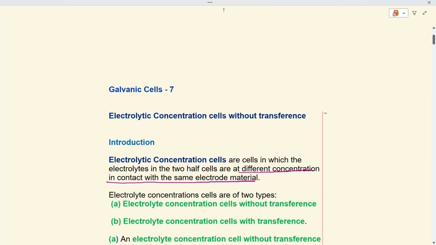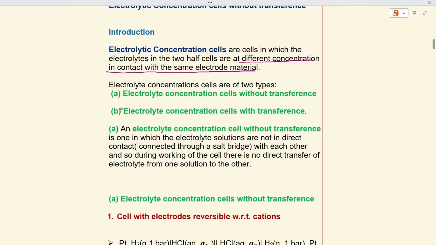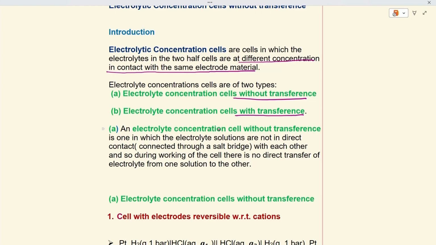Now, these cells are further classified into two: electrolyte concentration cells without transference and electrolyte concentration cells with transference. From this we can imagine that if it is without transference, these solutions are not in direct contact, and whenever there is a cell with transference, these electrolyte solutions are in direct contact. Now, what do you call an electrolyte concentration cell without transference? This is the one in which the electrolyte solutions are not in direct contact.